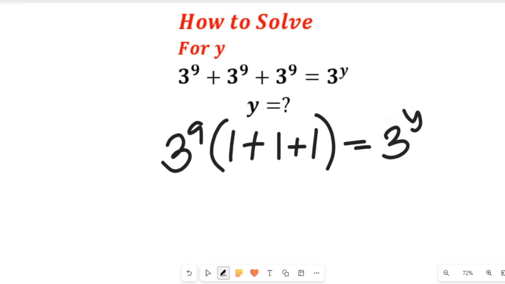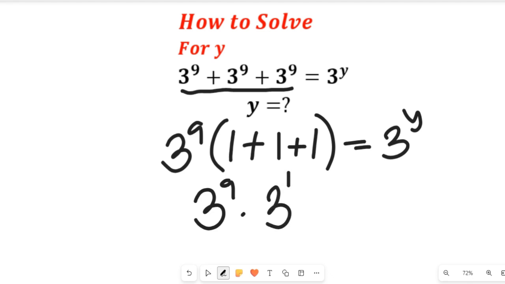Now I want you to take your time and simplify this by multiplying 3 to the power of 9 with 1 plus 1 plus 1, and you see you arrive at the initial expression. So you see that makes that very perfect and correct. So 3 to the power of 9 will be multiplying 3 plus 3 plus 3, that will be 3 to the power of 1, and this will be equal to 3 to the power of y.